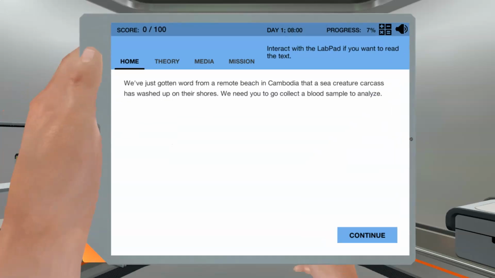We've just gotten word from a remote beach in Cambodia that a sea creature carcass has washed up on their shores. We need you to go collect a blood sample to analyze.